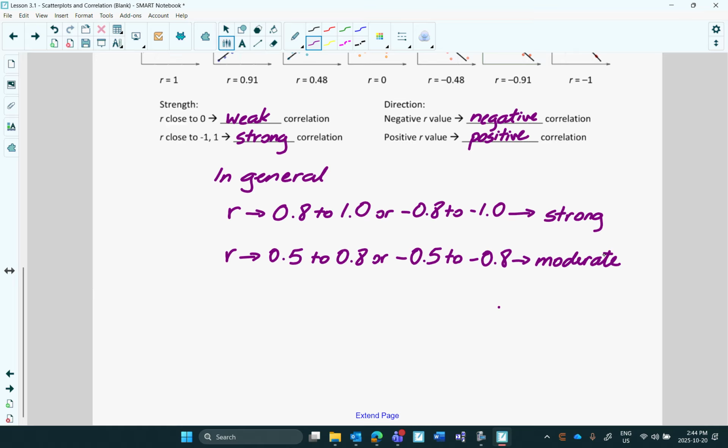And finally, if r is from 0 to 0.5, or 0 to -0.5, we would call that a weak correlation. Okay. So just to give you an idea, let's see if I can find it.